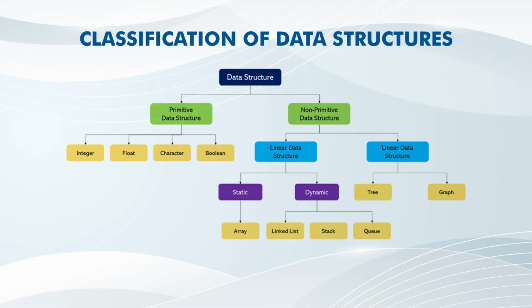Non-primitive data structure is divided into two parts: linear data structure and non-linear data structure. Linear data structure is static and dynamic. Static means array, and dynamic means linked list, stack and queue. Non-linear data structure is something not arranged in a sequential way. Examples are tree and graphs.